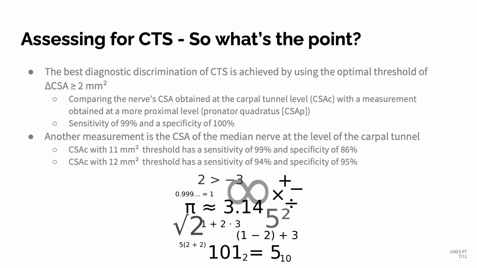Another measurement is the cross-sectional area of the median nerve at just the level of the carpal tunnel. So the cross-sectional area of 11 millimeters squared, that threshold has a sensitivity of 99% and a specificity of 86%. When you go and move it up to 12 millimeters squared as your threshold, that has a sensitivity of 94% and a specificity of 95%.